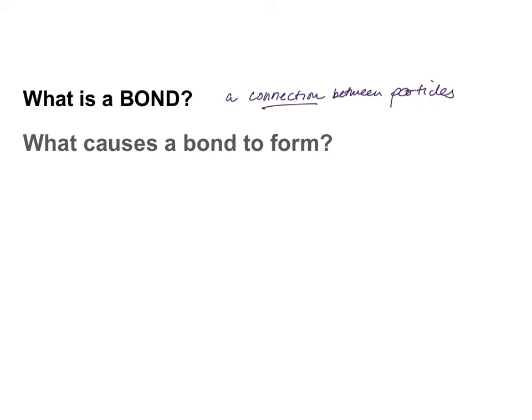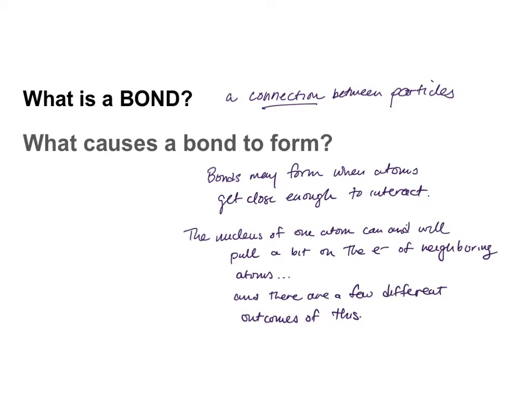What causes a bond to form is atoms getting close enough to interact with one another. Because the nuclei of atoms interact not only with the atom's own electrons, but any electrons on neighboring atoms, bonds will form, or may form, when atoms get close enough to feel that interaction, that attraction between electrons and the nucleus of neighboring atoms.